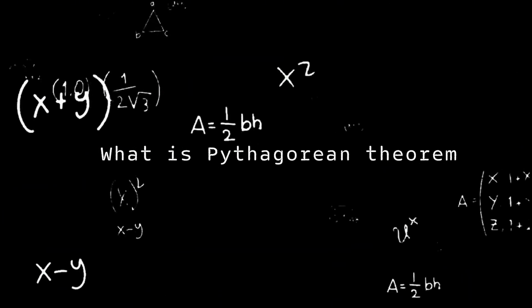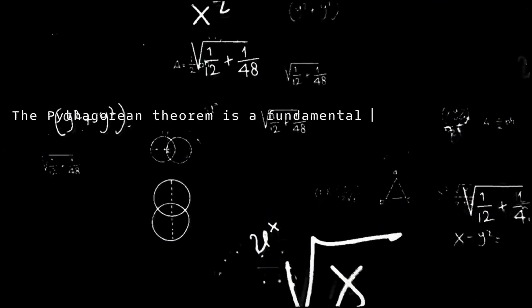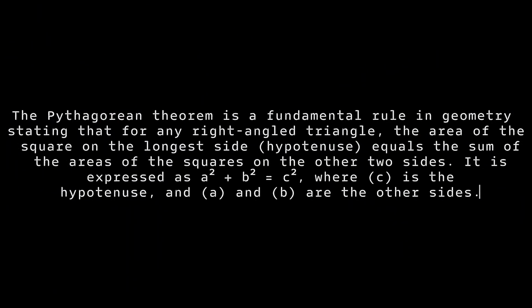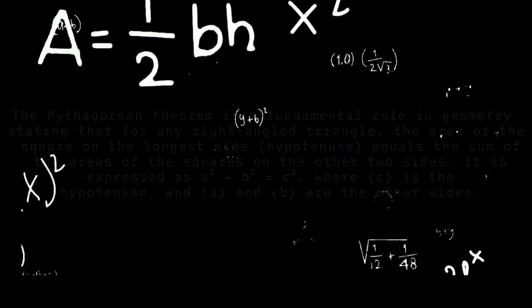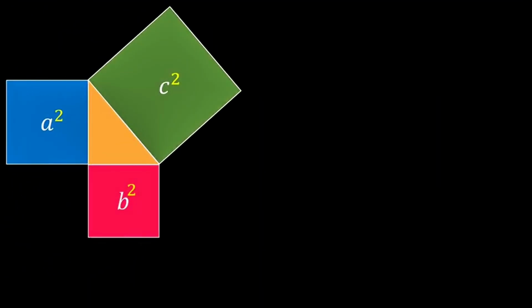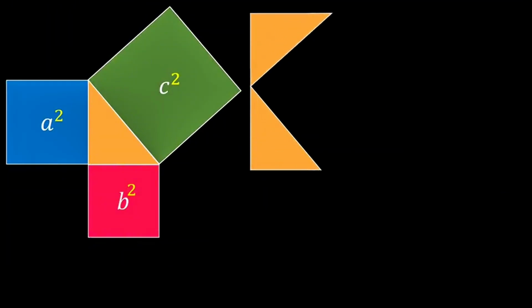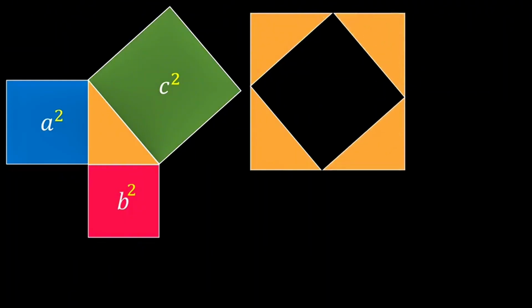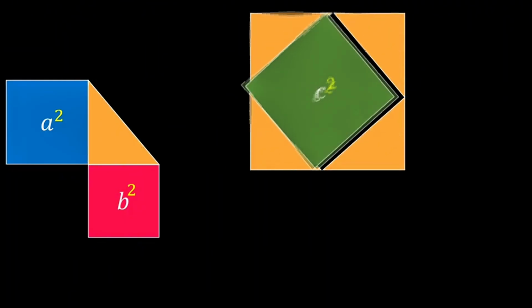What is the Pythagorean theorem? The Pythagorean theorem is the fundamental rule in geometry stating that for any right triangle, the area of the square on the longest side, the hypotenuse, is equal to the sum of the areas of the squares on the other two sides. It is expressed as a squared plus b squared equals c squared, where c is the hypotenuse and a and b are the other sides.